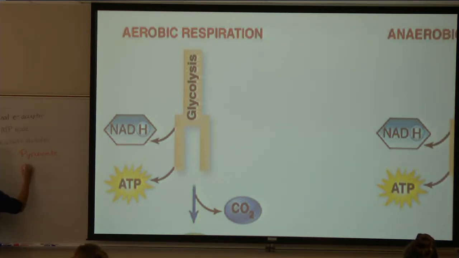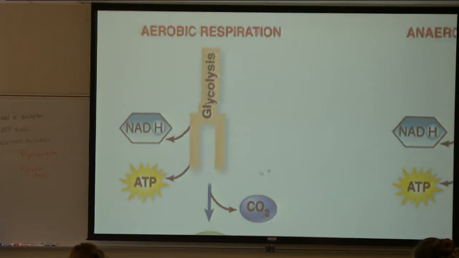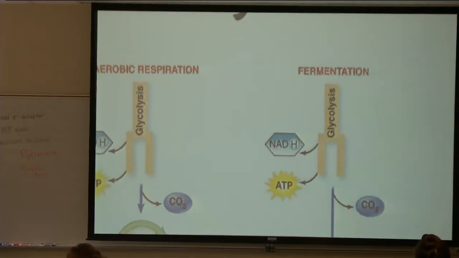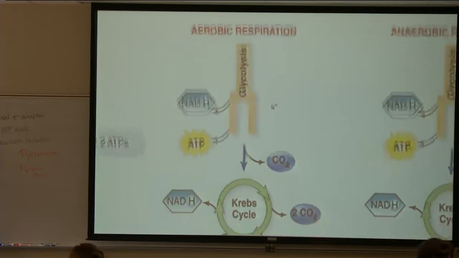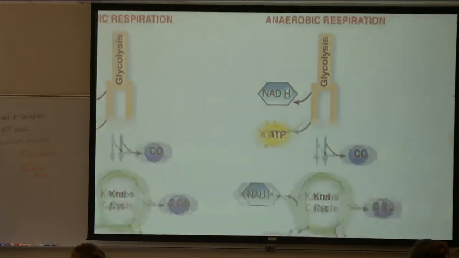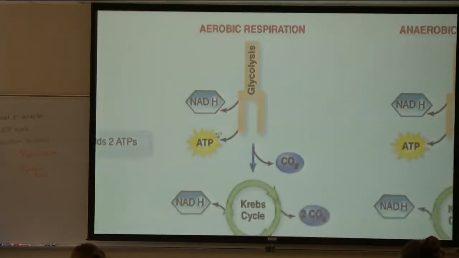Pyruvate, or pyruvic acid. Okay, pyruvate or pyruvic acid. We can also see that we generate some ATP. When you look at glycolysis across the board, we're generating a little bit of ATP. Great. All right, so now if we look at aerobic respiration, we can see two ATPs are generated total from glycolysis. Okay, so we have two from glycolysis.